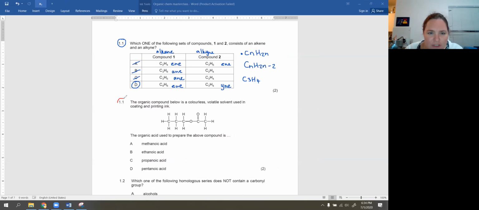The second question, you'll notice they're all 1.1. That's because they're usually the first multiple choice. Don't stress about the numbering. The organic compound below is a colorless volatile solvent used in coating and printing ink. Please, you don't need to stress what it is, but I just want to quickly touch on a couple of ideas here. If something is colorless, it doesn't mean that it's clear. Clear means light travels through it. Something being colorless means you wouldn't describe it with a color.